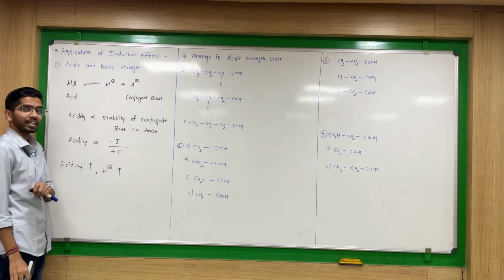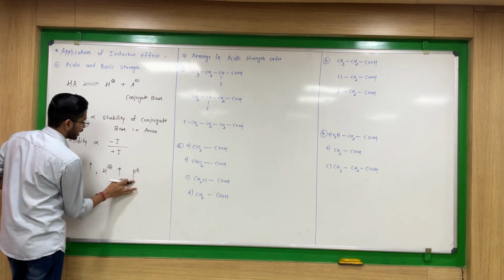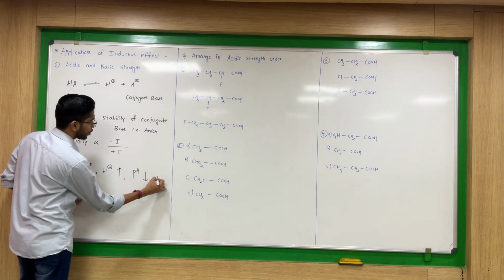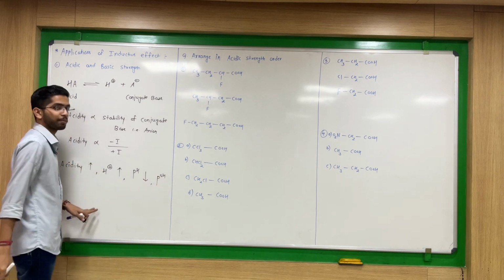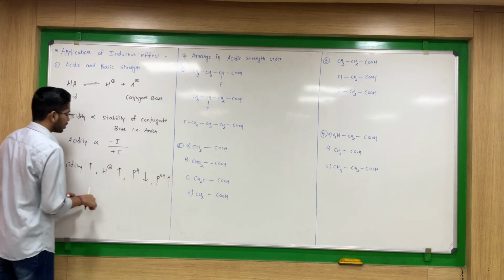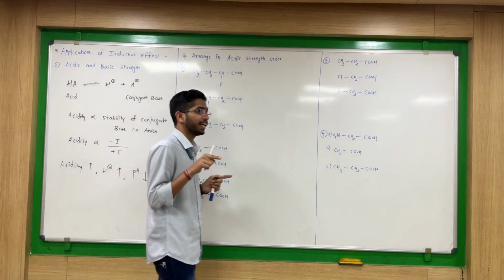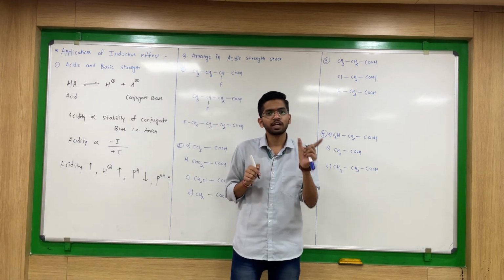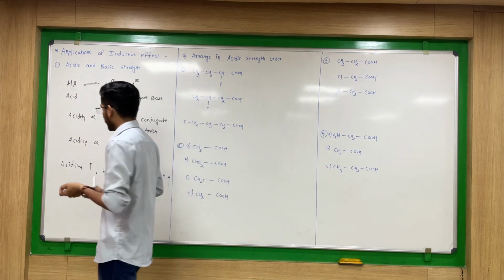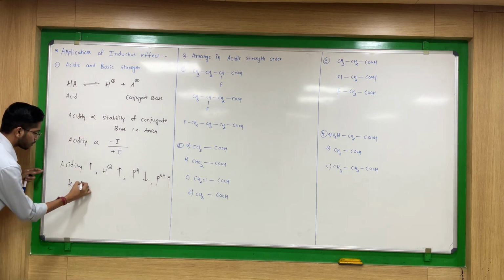If H plus ions increase, what happens to the pH? Obviously the pH will decrease, because an acid has less pH. If pH decreases, what will happen to the pOH? We know pH and pOH add up to 14, so pOH increases. One more thing: if acidity increases, what is the relation between acidity and Ka, the dissociation constant? Acidity is directly proportional to Ka. So if acidity is increasing, the Ka value also increases.